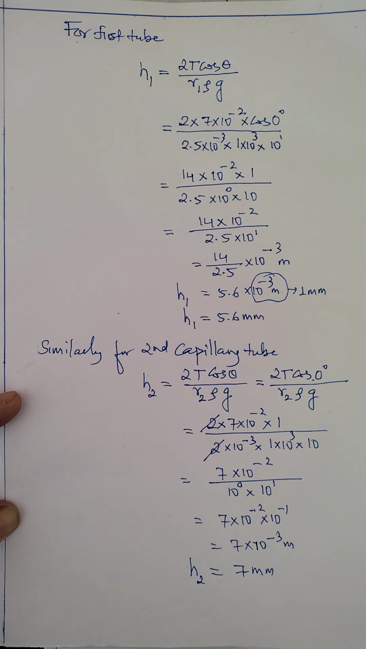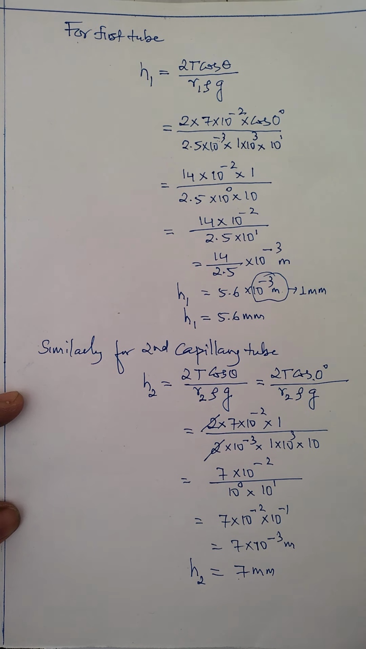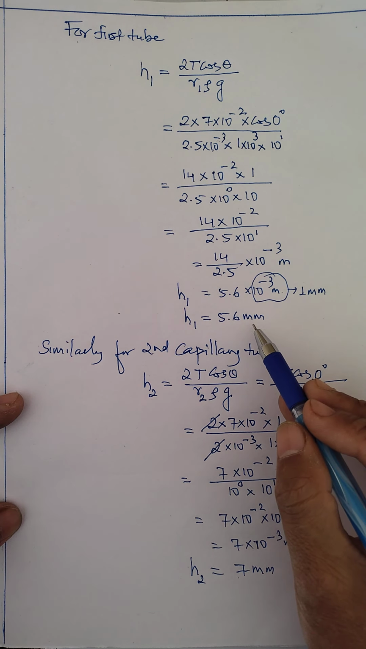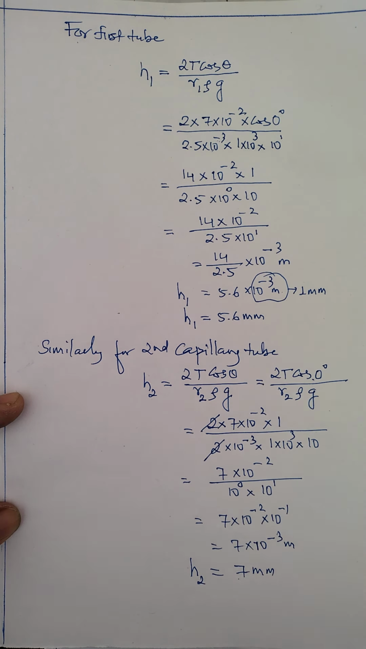7 what? Millimeter. So h2, the height acquired by the water in the second capillary tube, is h2 equals to 7 millimeter. How much millimeter? 7 millimeter. So we calculated the height acquired by the water in two different capillary tubes. One is 5.6 millimeter, another is 7 millimeter.